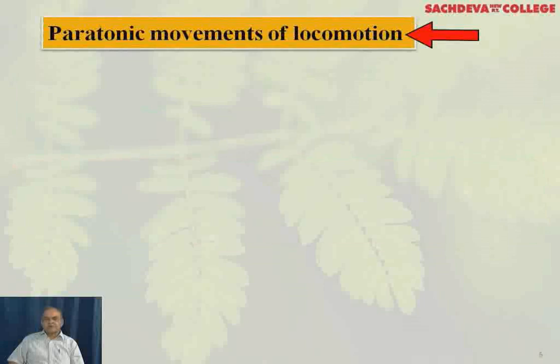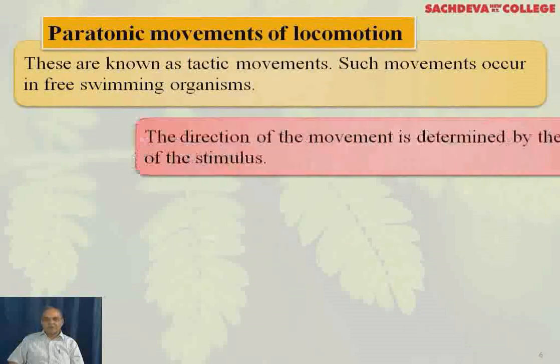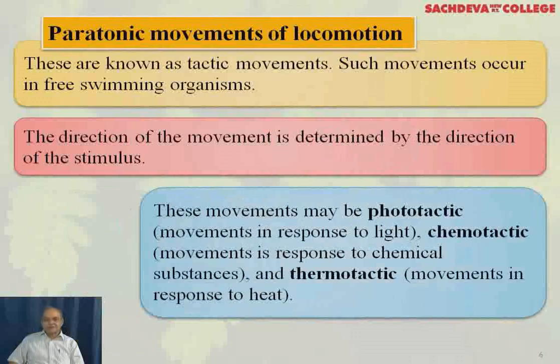Paratonic movements of locomotion. These are known as tactic movements. Such movements occur in free-swimming organisms. The direction of the movement is determined by the direction of the stimulus. These movements may be phototactic, that is movement in response to light, chemotactic, movement in response to chemical substances, and thermotactic, movement in response to heat.